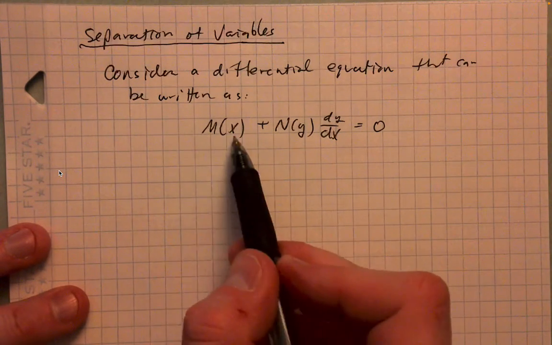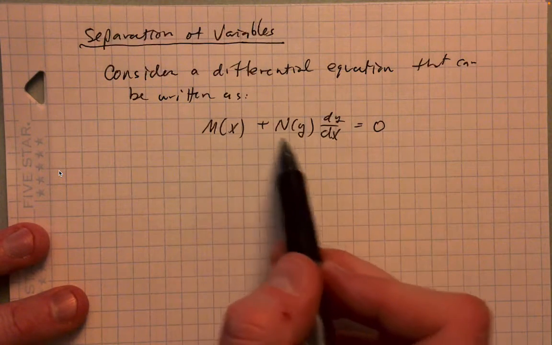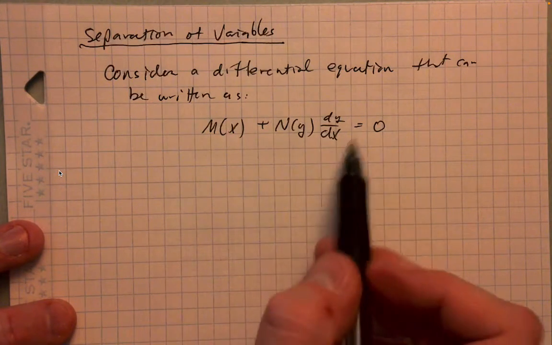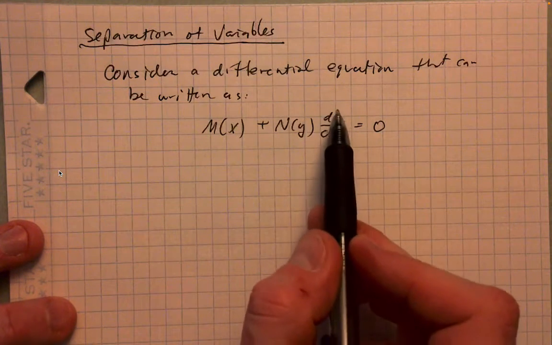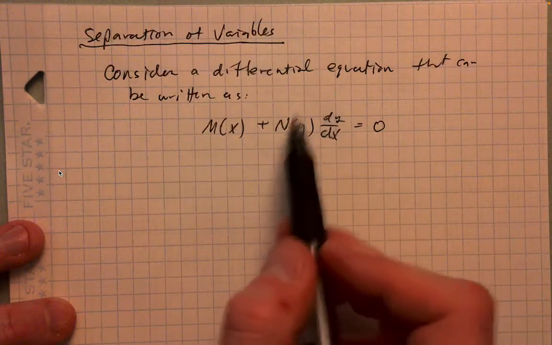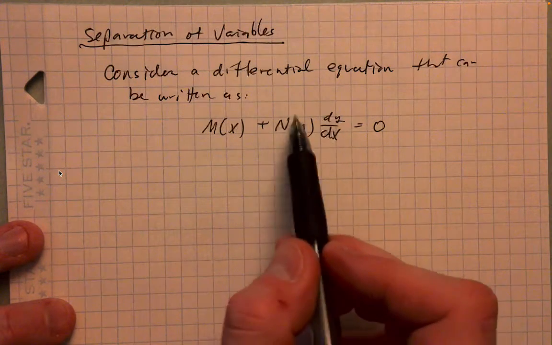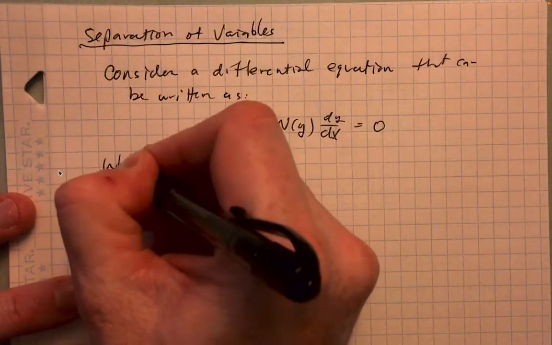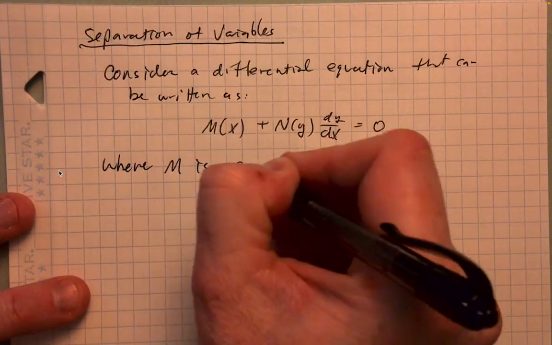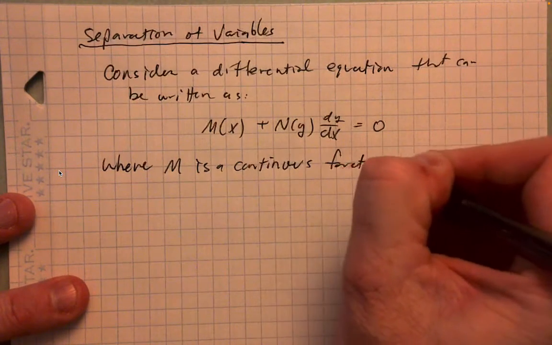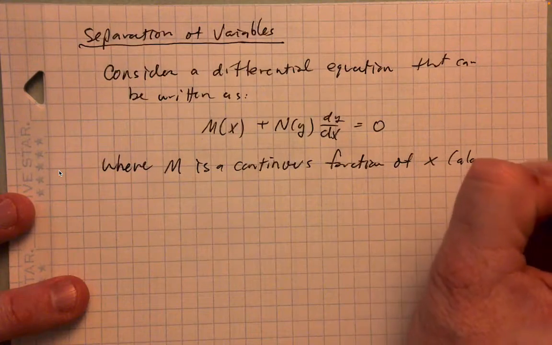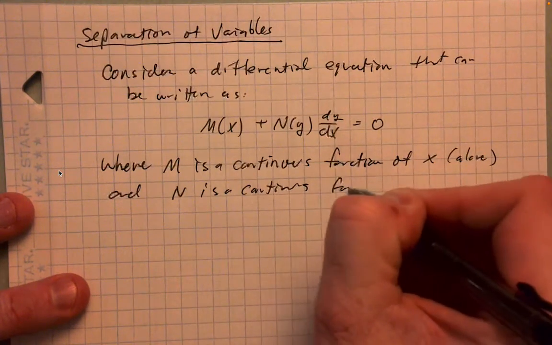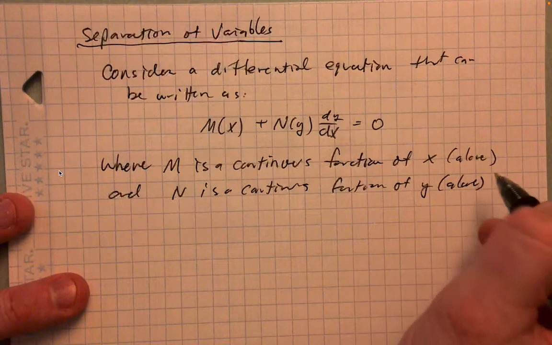So M is a function of x alone, just x, plus N as a function of y, just y, times dy/dx equals 0. Right, so all of the terms are on one side, with 0 over here, and the y prime appears just on the N of y term. Where M is a continuous function of x alone, and N is a continuous function of y alone. Okay.